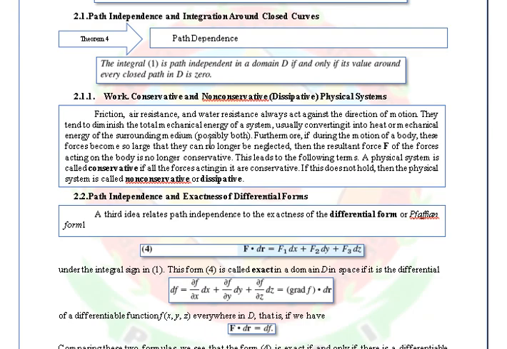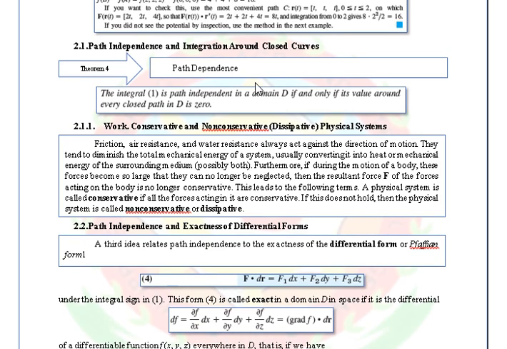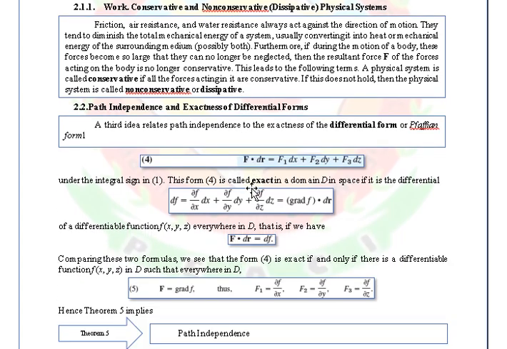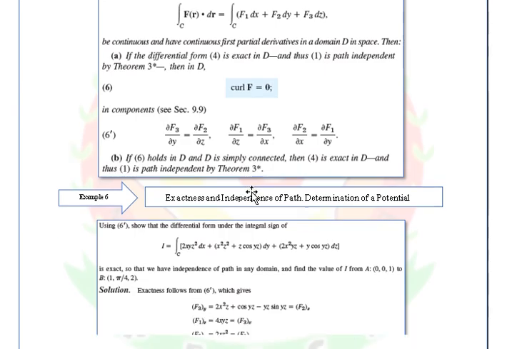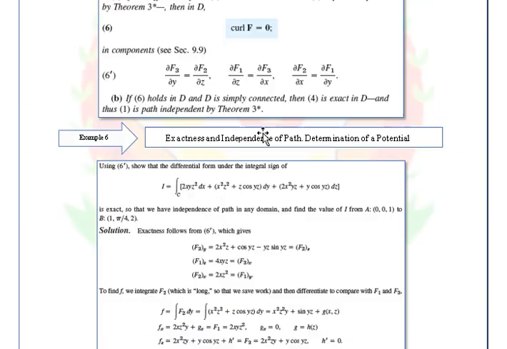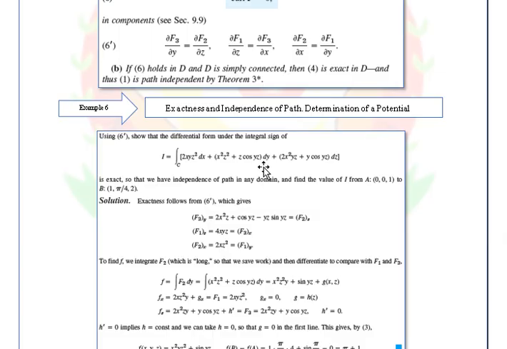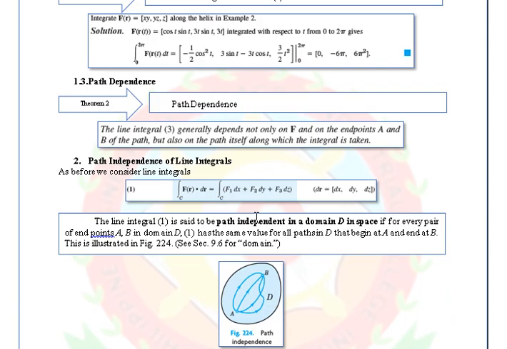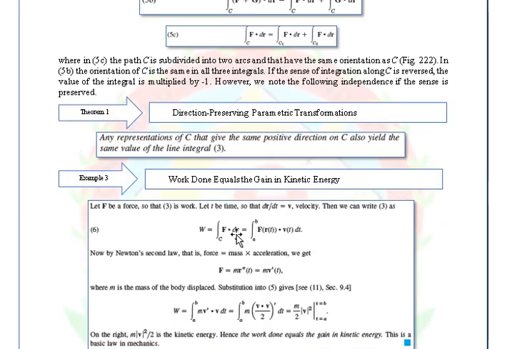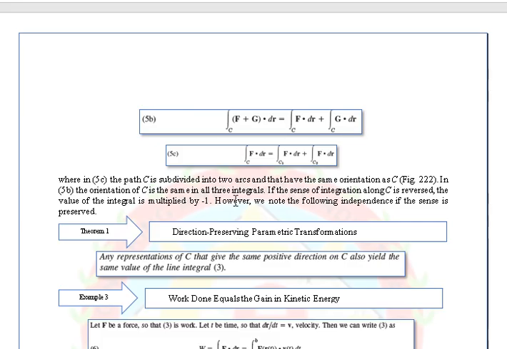So, we have also here an additional concept regarding the path independent cases. So, please read this one. We have also here an example that results to that. These are very important examples. So, please read that one. So, yun lang actually yung pinaka summary.